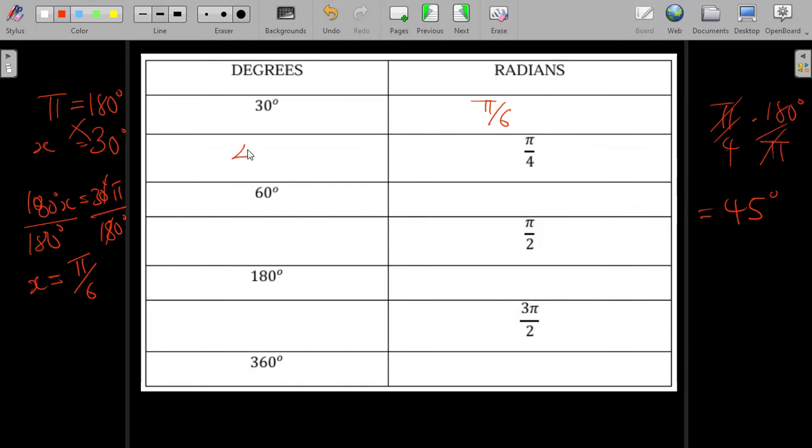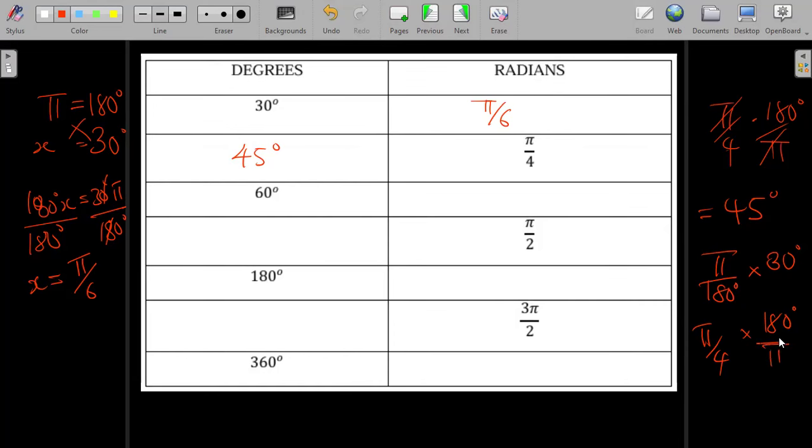So this here is going to be my 45 degrees. Remember, when you're going from degrees to radians, just remember pi over 180, then multiply this by whatever angle you've been given in degrees. The way we had the 30 here, and this divides there, then you have pi over 6. But if you're going from radians to degrees, you want to multiply whatever you have in radians by 180 degrees over pi.